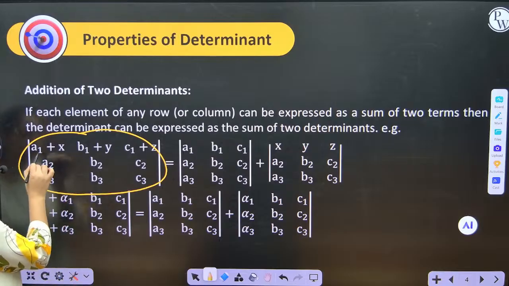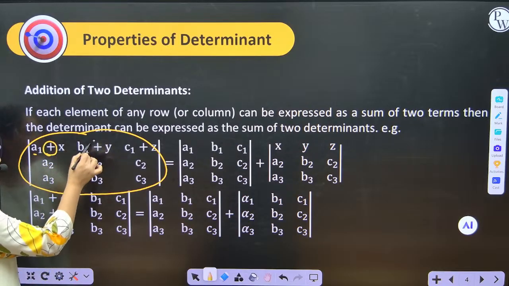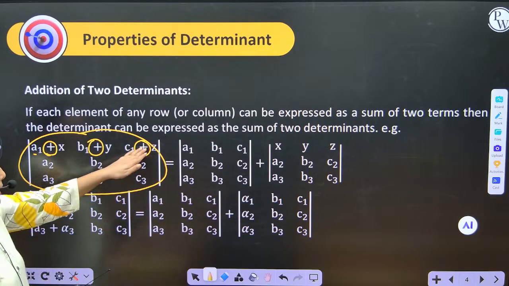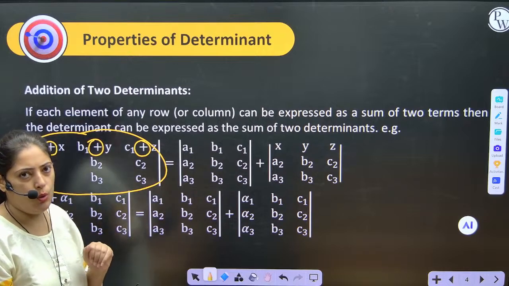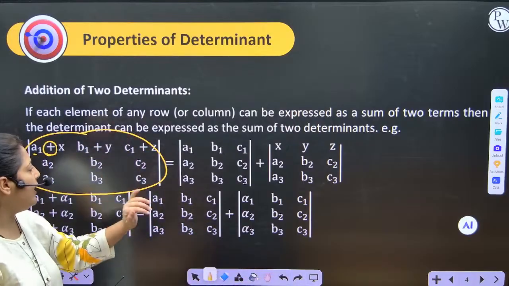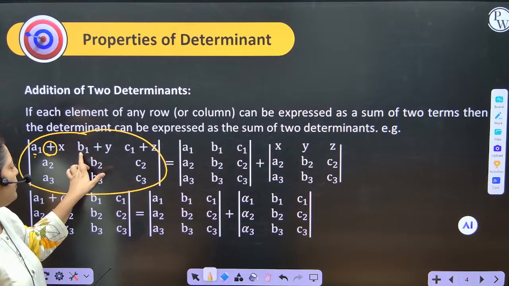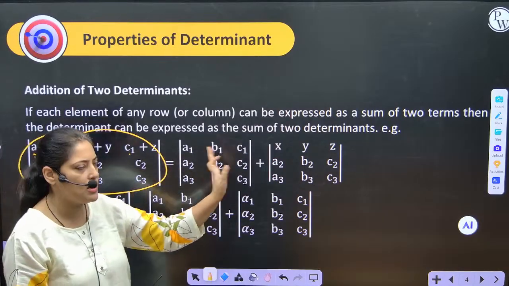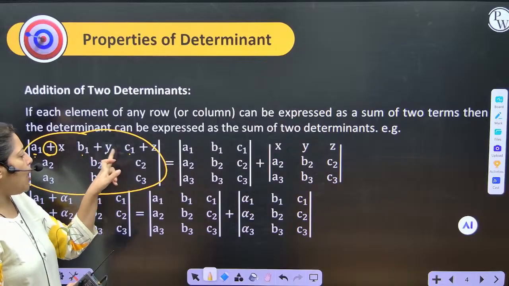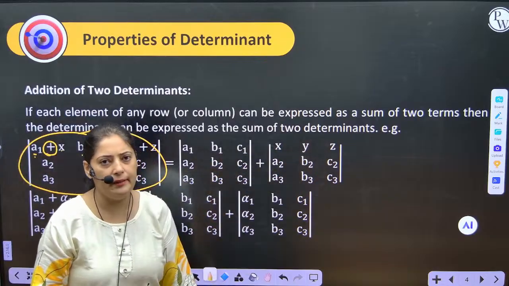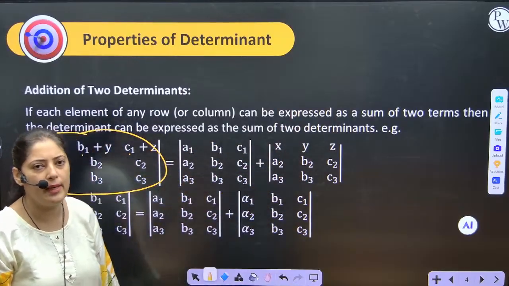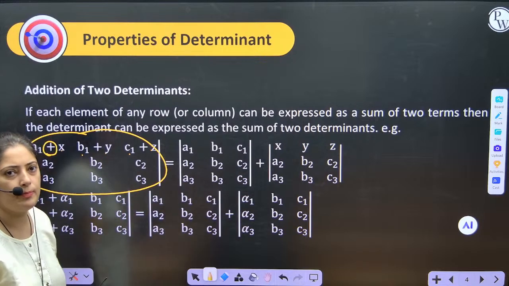All right, now there is a plus sign in between, and it is happening in the full row. So what we can do is, we can segregate it. Segregate means the first elements, a1 b1 c1, I am writing in one determinant, x y z I am writing in another determinant, and the other two columns or other two rows will remain the same in both the determinants.